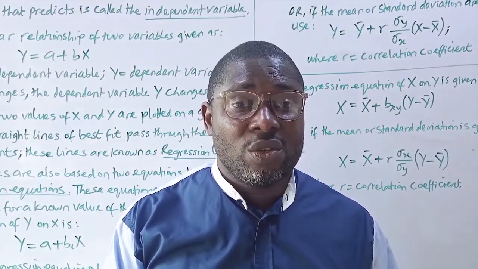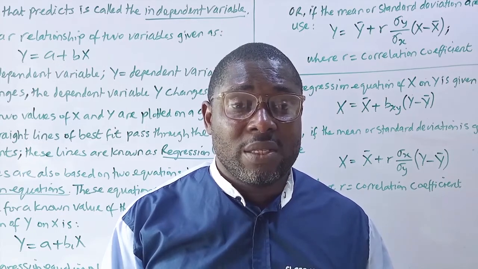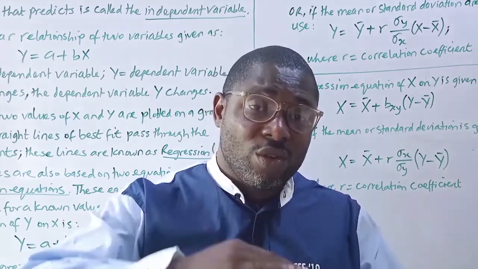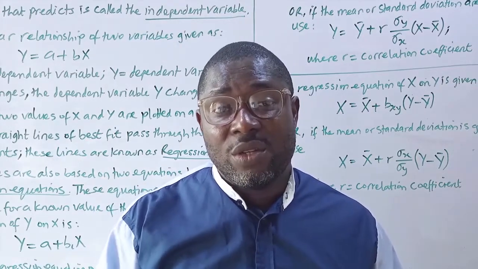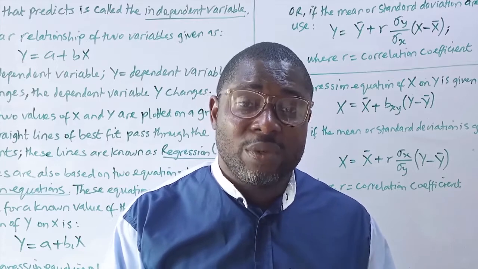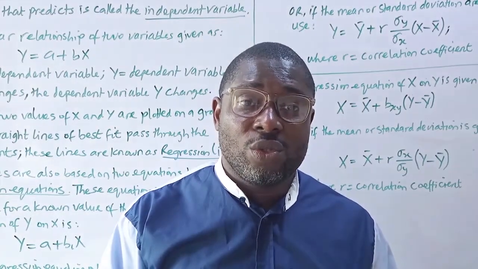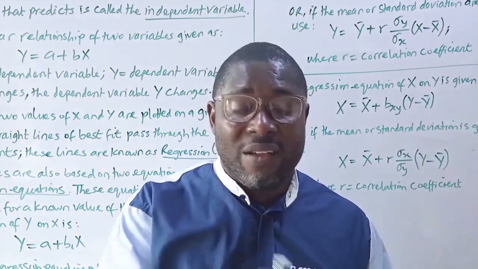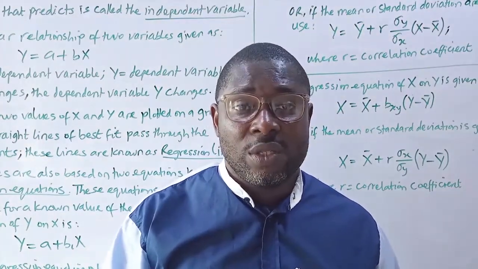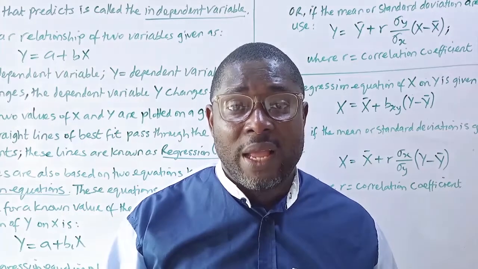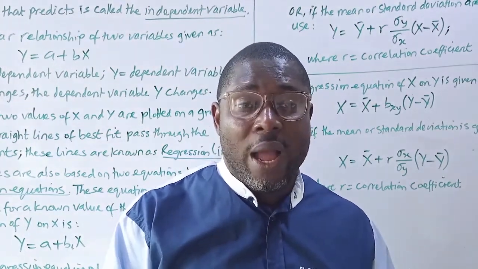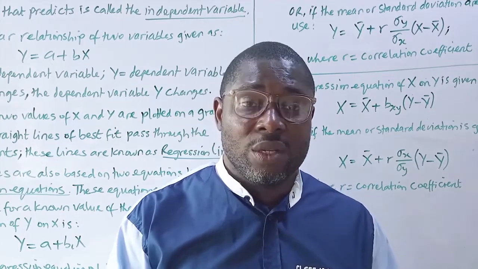Whereas correlation estimates the strength of the relationship and the direction of the relationship between two variables, regression, on the other hand, predicts or shows how much one variable affects the other. We're going to be looking at two variables, x and y, how x affects y, or how y affects x on the other side.